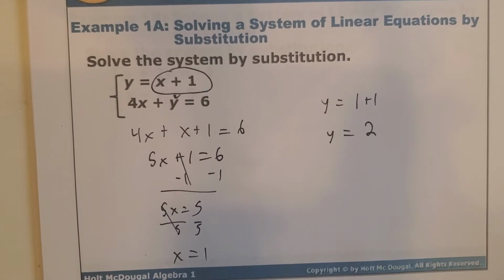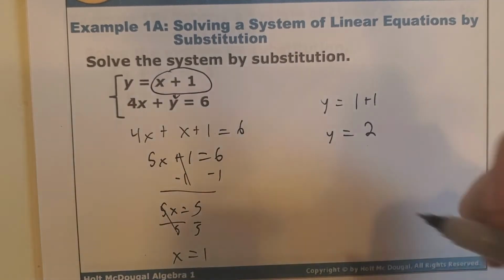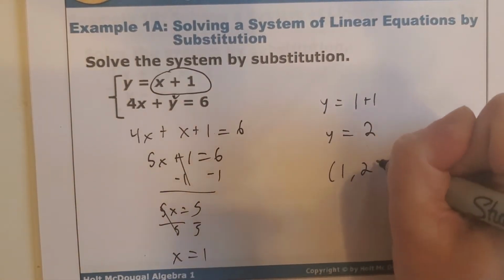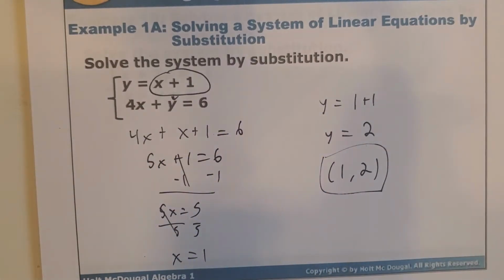Again, because it is going all the way back to the intersection of lines, write it as an ordered pair. 1, 2.